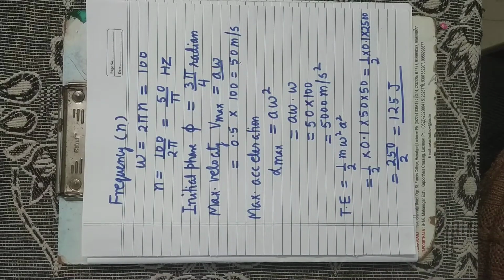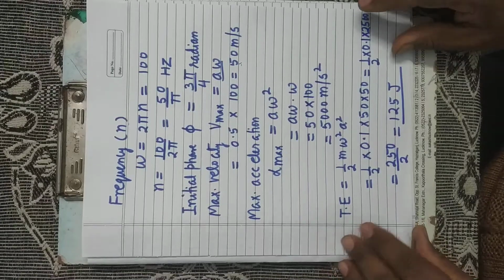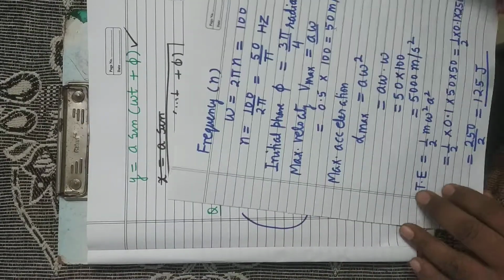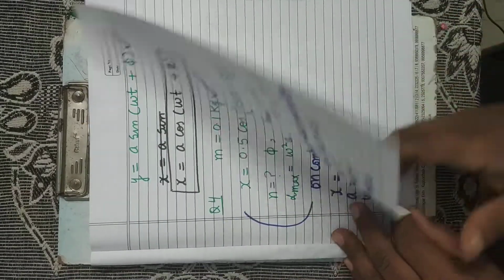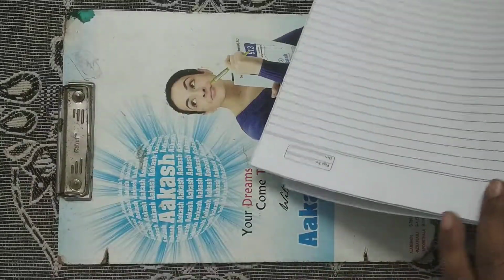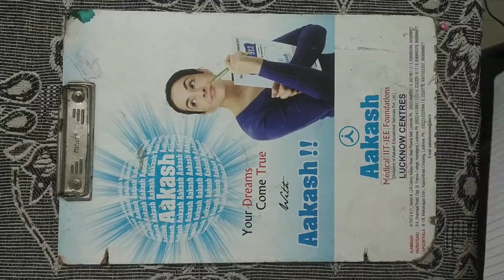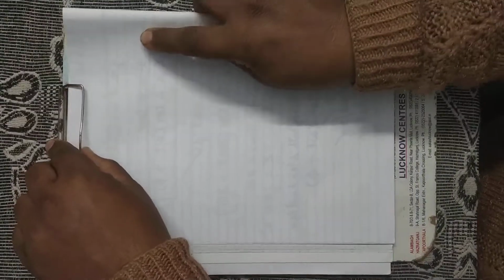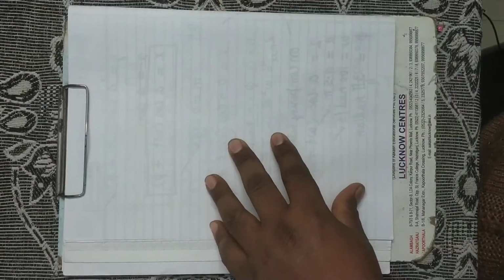It's clear. So now you see some more questions here. Now I am going to explain question number 7. You can see it in your book.